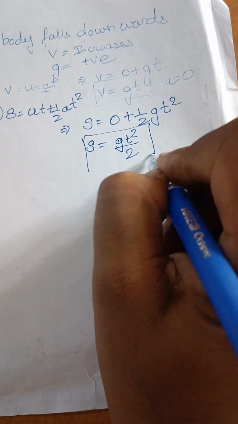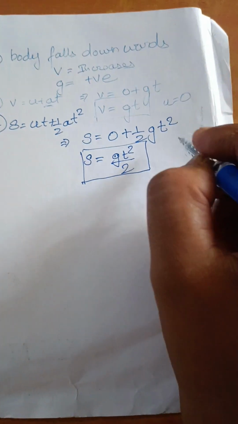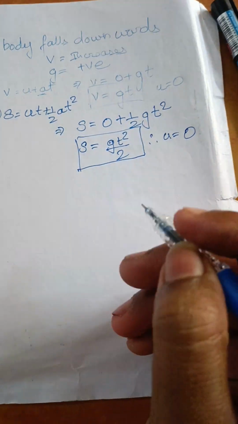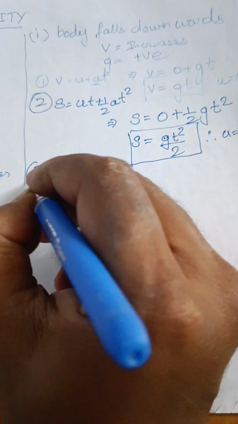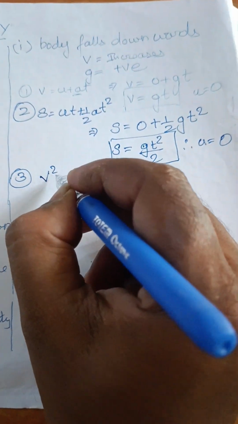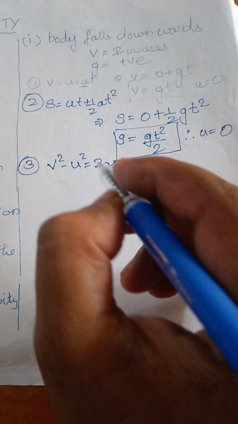So this is the second equation of motion under the influence of gravity, where we know that initial velocity tends to 0. Correct? Next, the third equation of motion is represented as v square minus u square equals 2as. This is the third equation of motion.